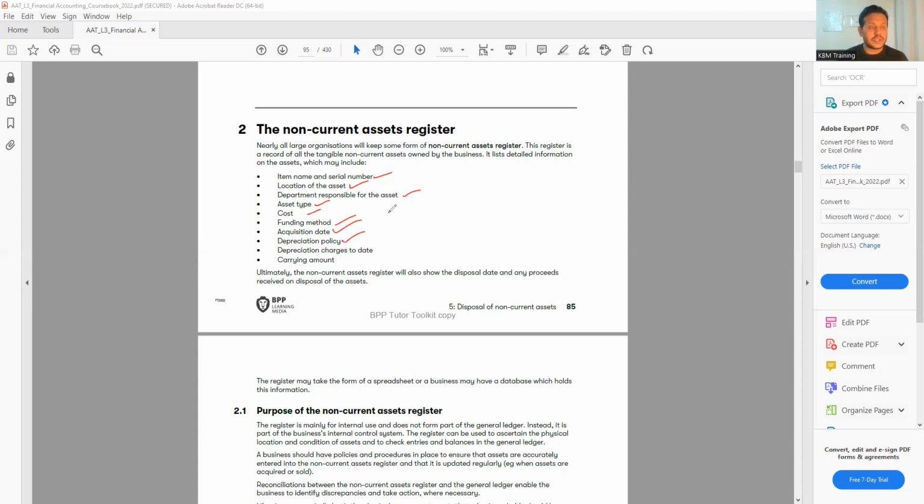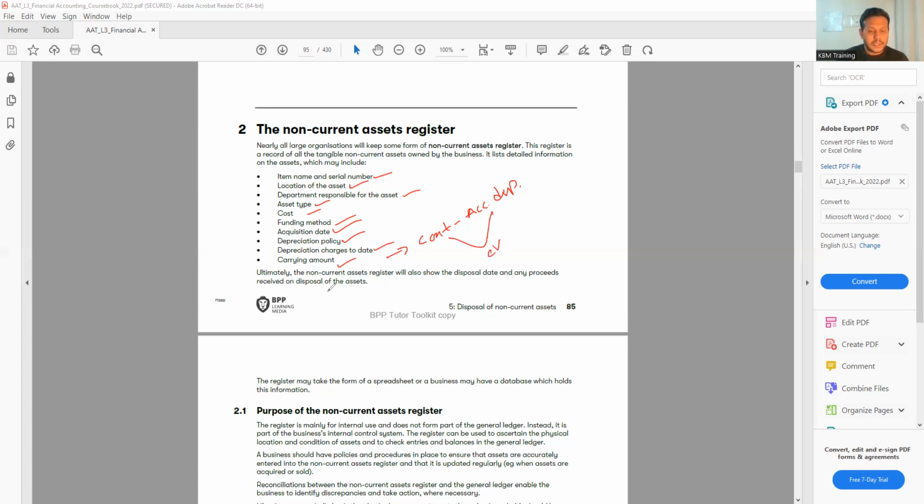Depreciation policy: what type of depreciation policy are we using? Are we using straight line? Are we using the diminishing balance? We're going to see all of this from there. Depreciation charge to date, that means the accumulated depreciation. How much is the total depreciation till today? Carrying value: how much is the carrying value? Carrying value means cost minus accumulated depreciation, and that will give us the carrying value.